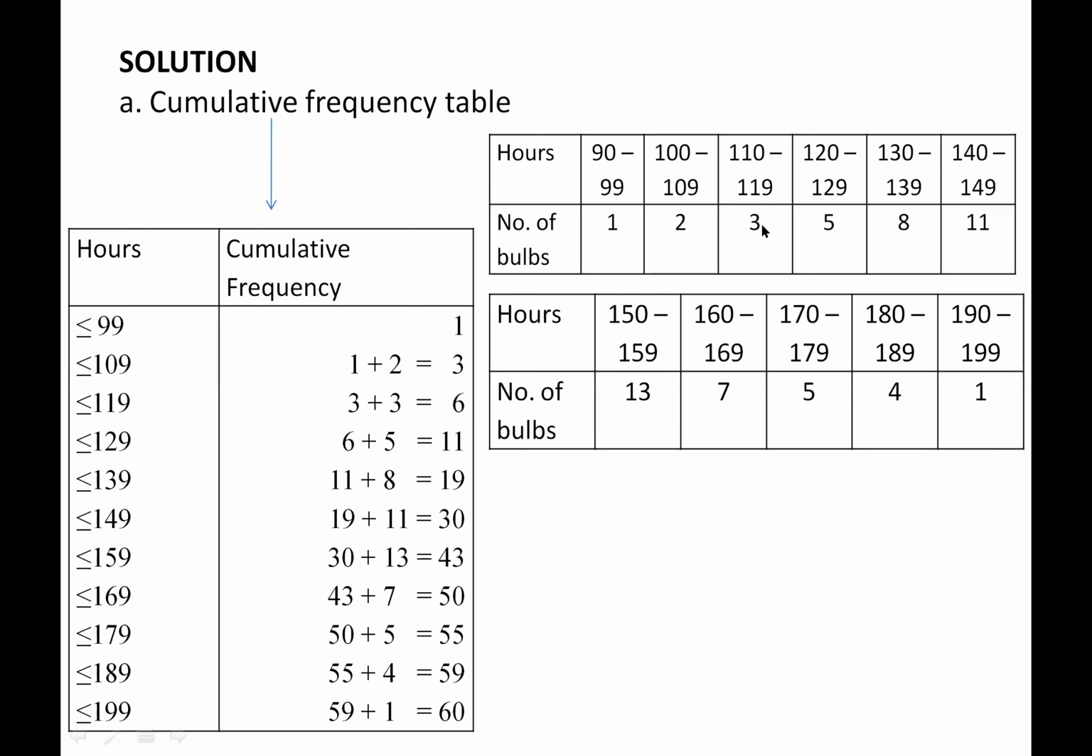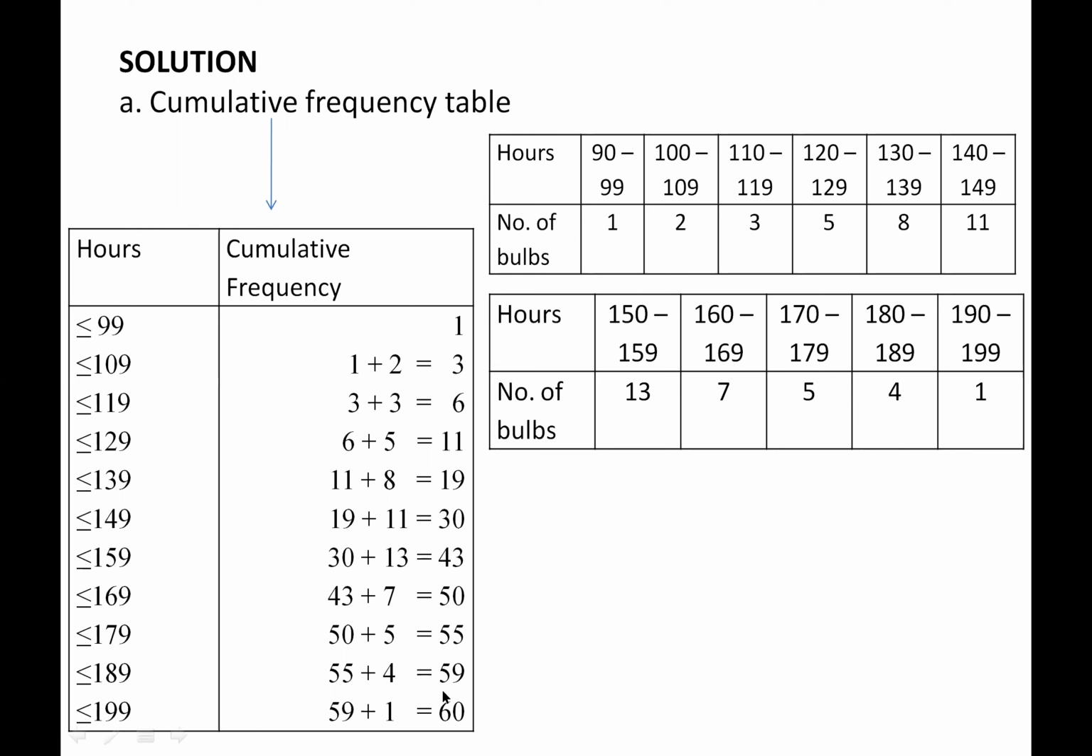Let's check here now. How many bulbs stayed lit for 119 hours or less? Well, we have to add 3, and what came here? So that's 3, so 3 and 3 gives us 6. So in that way, by continuously adding the frequency to the sum of the frequencies that went before, we get the cumulative frequency all along the way.